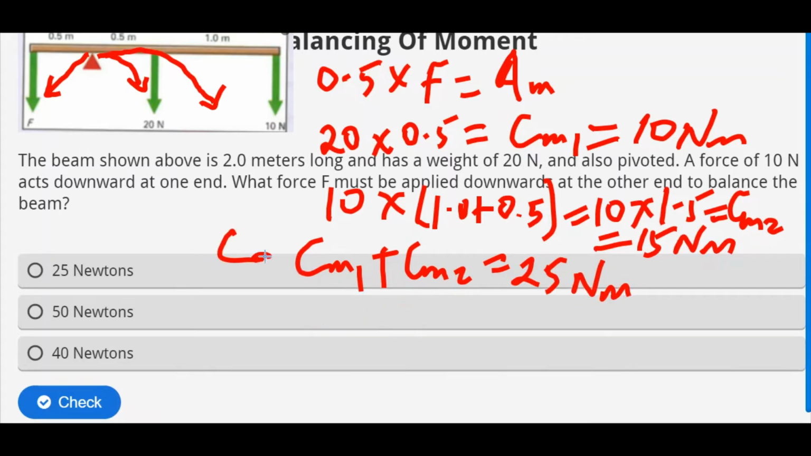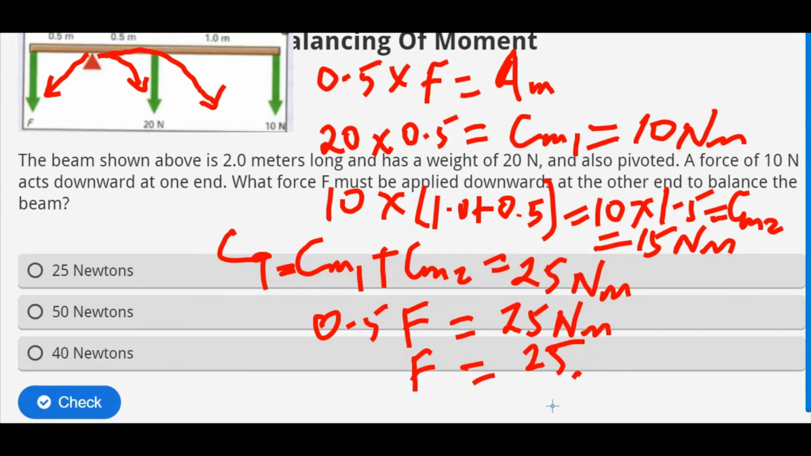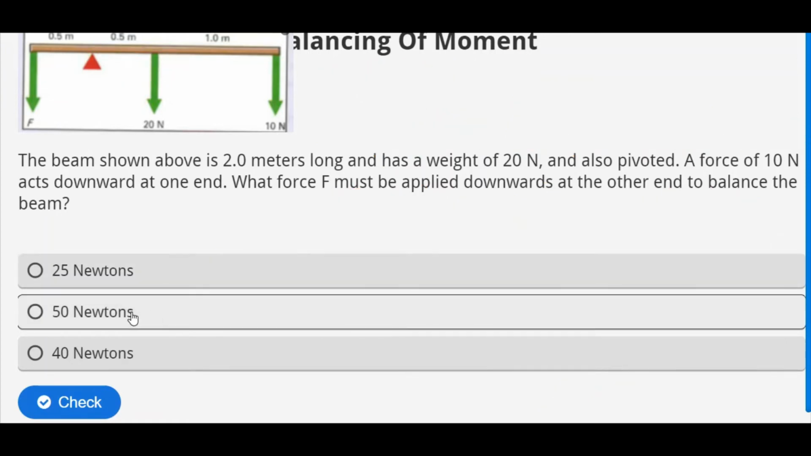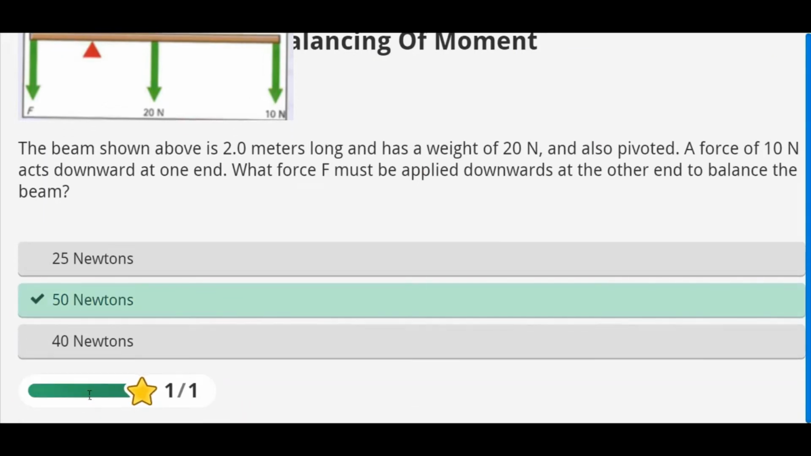So the total clockwise moment now is equal to the what? The total anti-clockwise moment. So I can have 0.5 F is equal to 25 Newton meter. F is equal to 25 divided by 0.5, and that gives me 50. Do we have 50 newtons? Oh, it's force, not moment. Force is measured in newtons. So with that, let's check and see. That's correct. Now, let's move on.